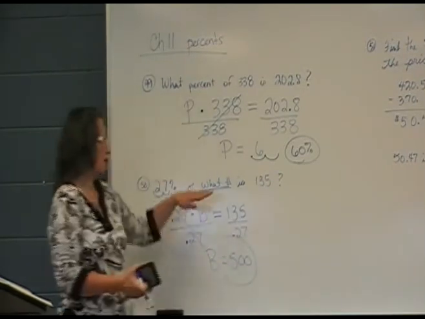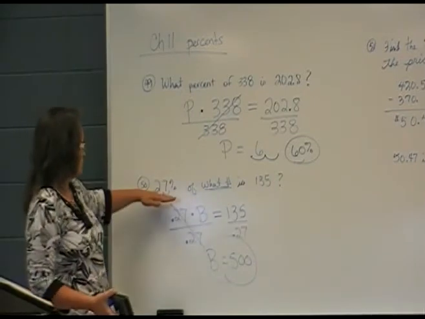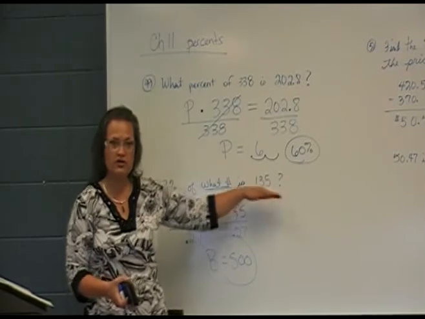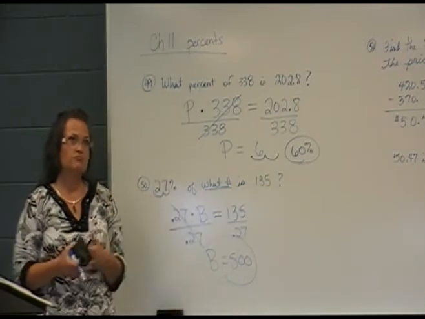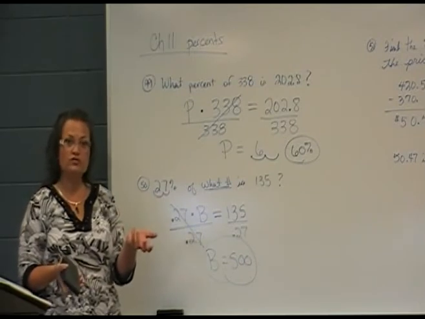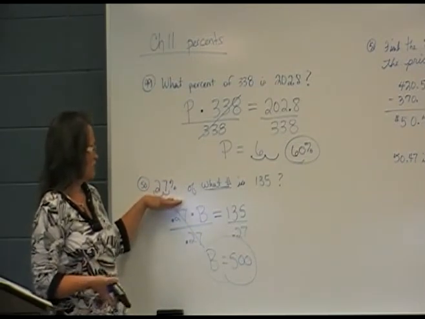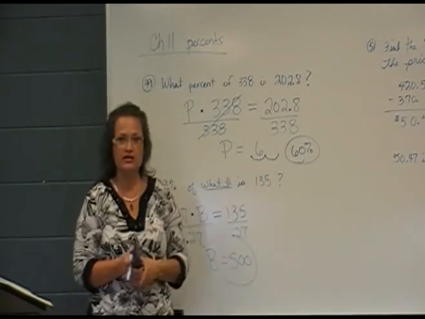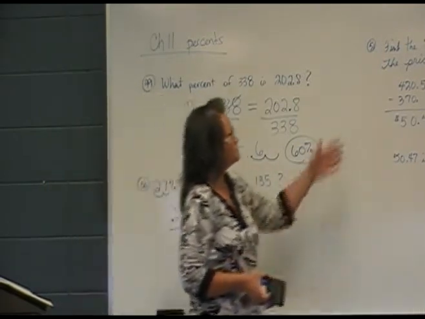Again, look back to the problem, say, does that seem reasonable? 27% of 500 would be 135. And I think most of us have a frame of reference with 25% being a fourth of something. So about 25% or a fourth of 500 would be 135. So that does seem reasonable.